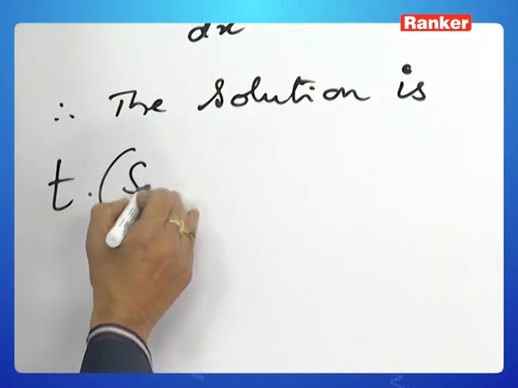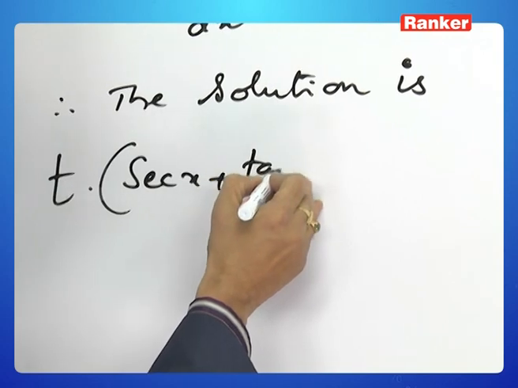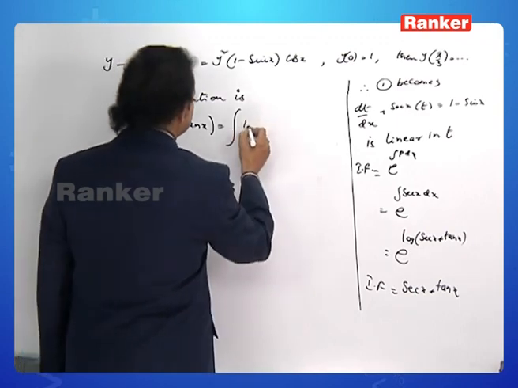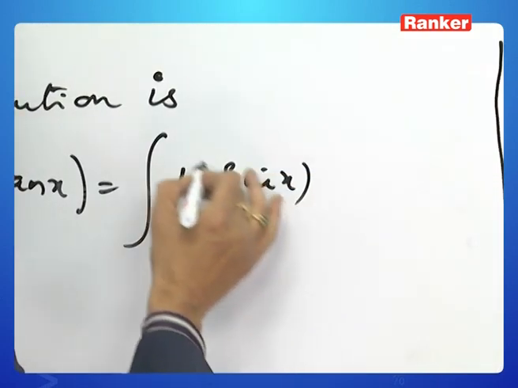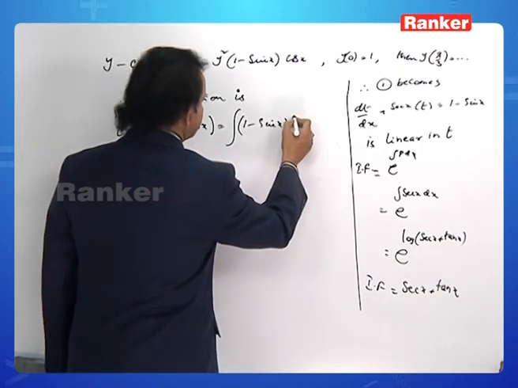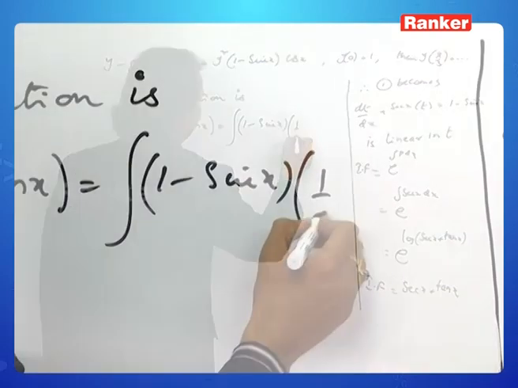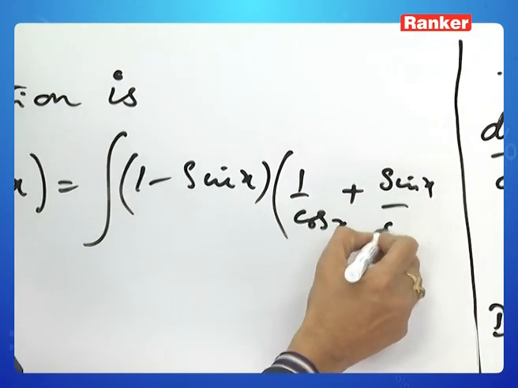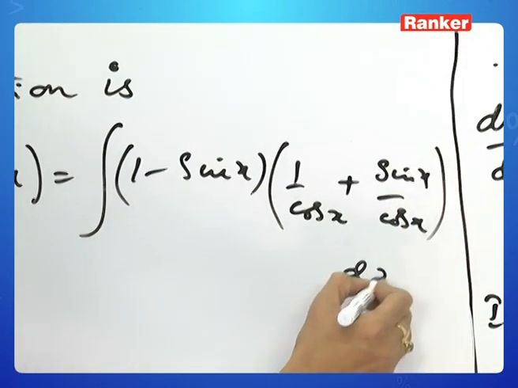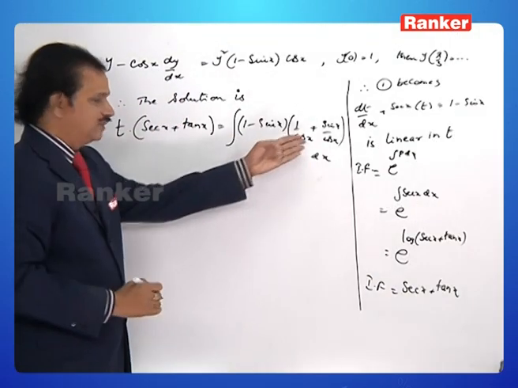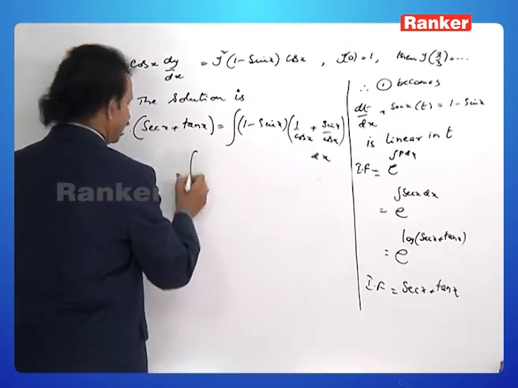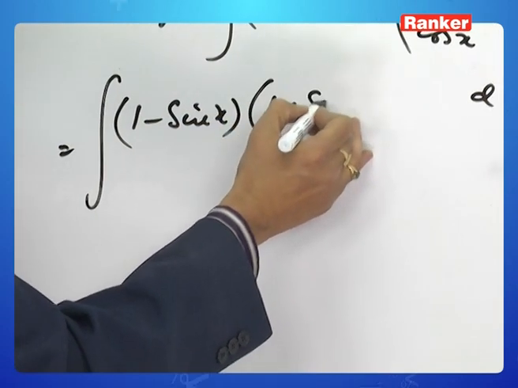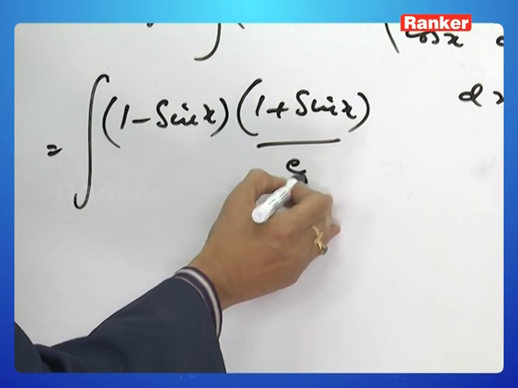IF means secant x plus tan x is equal to integral of q. What is q? 1 minus sin x into secant x plus tan x. Instead of secant x plus tan x, I like to write 1 by cos x plus sin x by cos x. Any problem? This is q, that is IF. Well done. This is equal to integral of 1 minus sin x into 1 plus sin x by cos x dx.